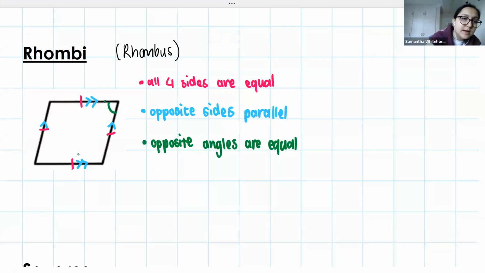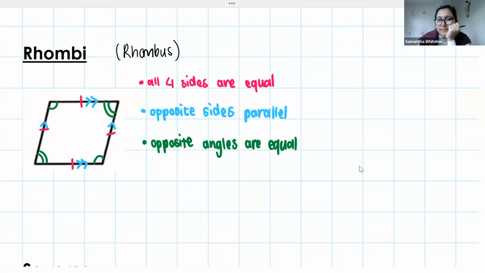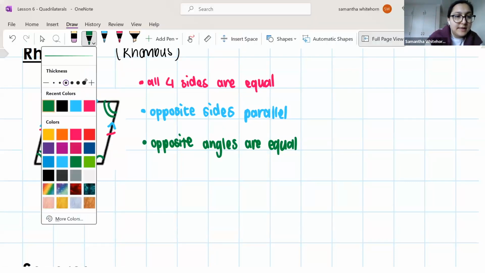Okay, so this angle is equal to this angle, and this angle equal to that angle. The diagonals bisect each other, and I'm going on to the table's comment. They are bisecting each other at 90 degrees, so they are perpendicular to each other.